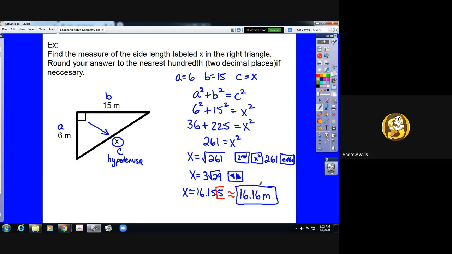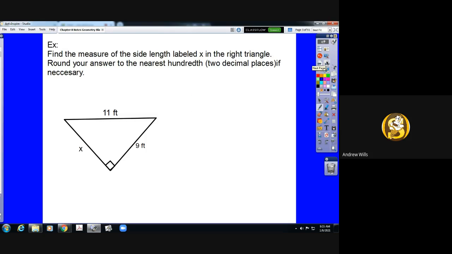All right, on to the second example. So here we go. Now this example is a little bit different. Not a lot different, but a little bit different. The reason it's a little bit different is because our x is not the hypotenuse. Which number there is the hypotenuse?